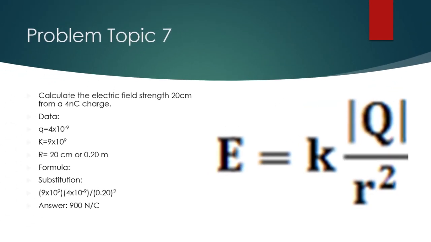Here's the problem for topic 7. Calculate the electric field strength 20 centimeters from a 4 positive charge. We have the data, and we just do the substitution, and the answer is 900 N/C.